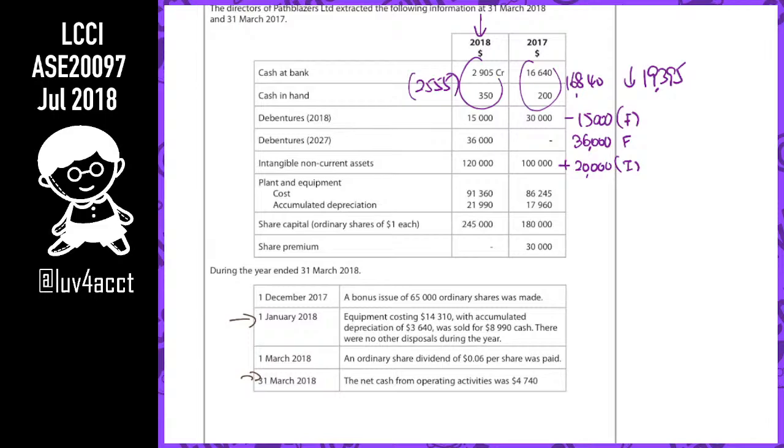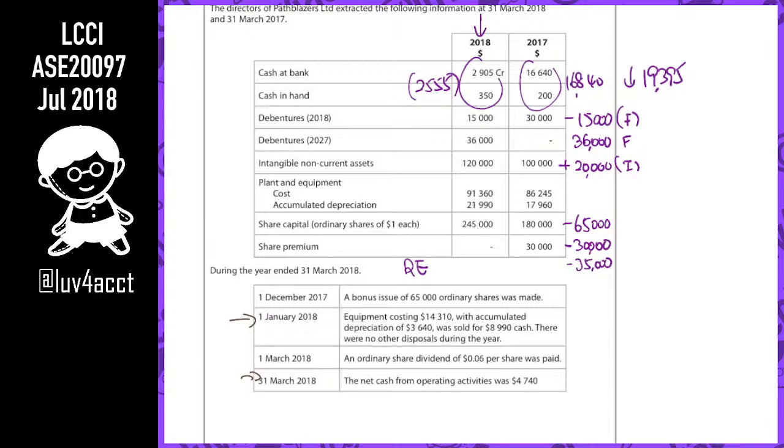Bonus issue. A bonus issue of 65,000 ordinary shares was made. We don't have any retained earnings, but then we know for 65,000, okay, we reduce the amount from share premium and also from retained earnings, 35,000. Okay, and then an ordinary share dividend of 0.06 per share was paid.